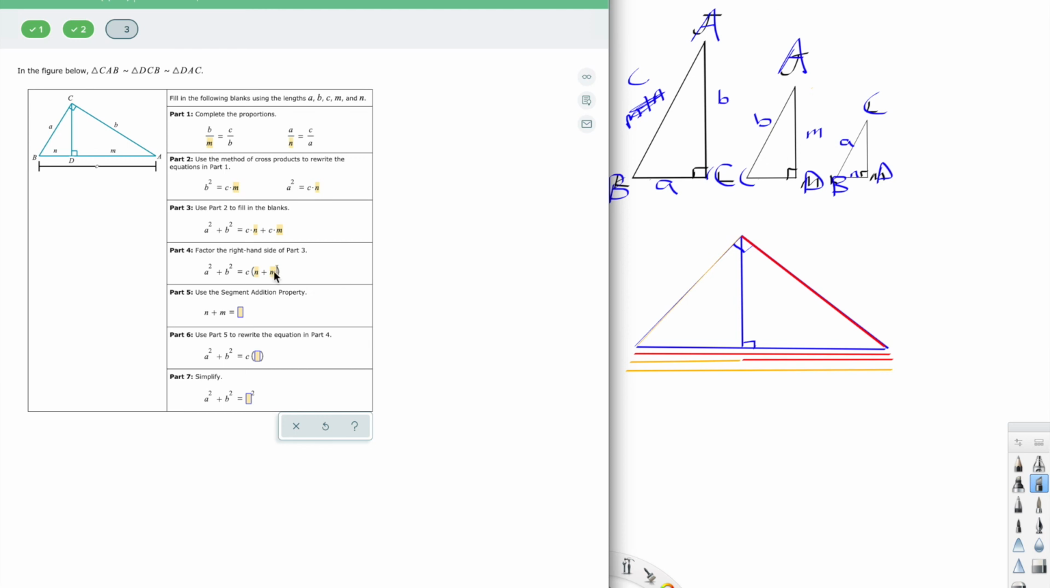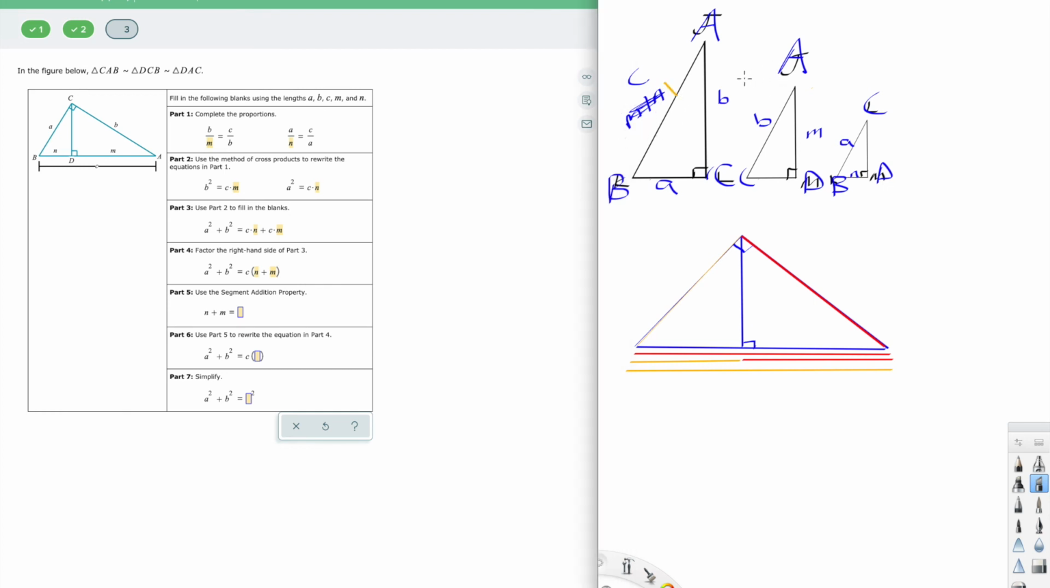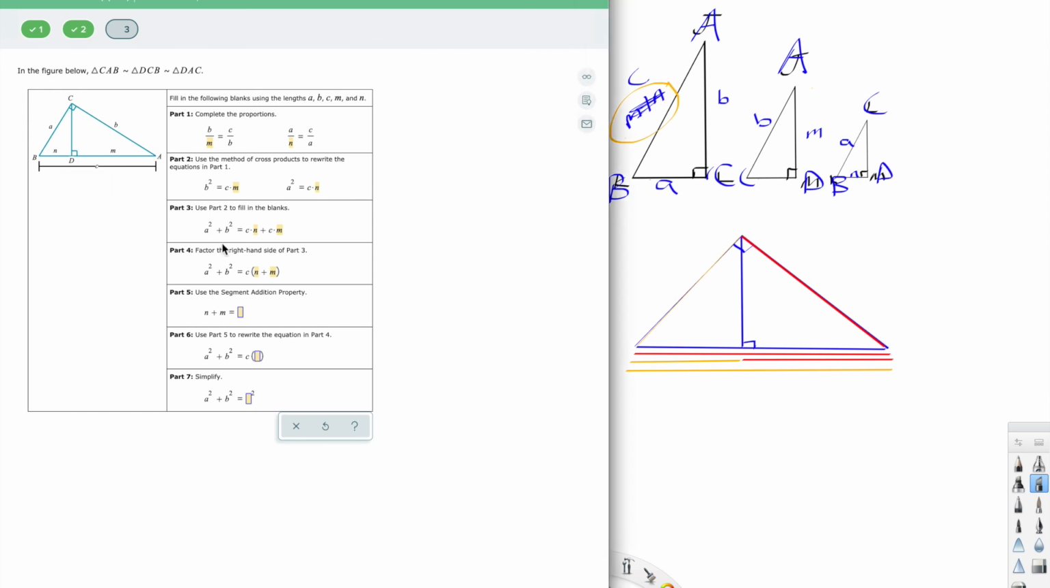And then use segment addition property. And I kind of already alluded to this one, forgot to turn off my line tool. M plus N is this length here, which is C. So this is equal to C. M plus N is the segment addition that would be equal to the entire length of C. So then now we're going to use substitution again to rewrite, instead of N plus M inside of the parentheses, well, I'm just going to replace it with C. And then C times C is C squared.